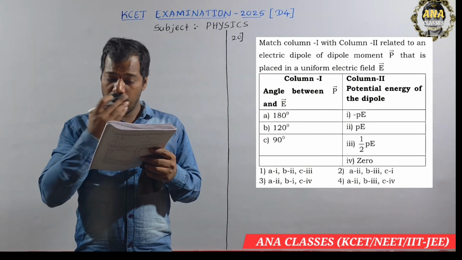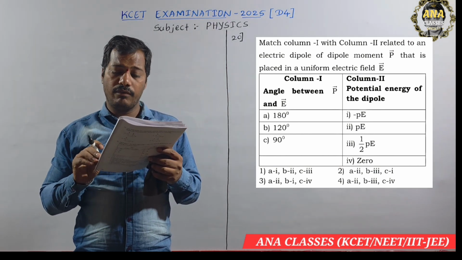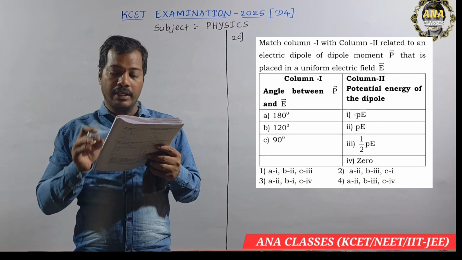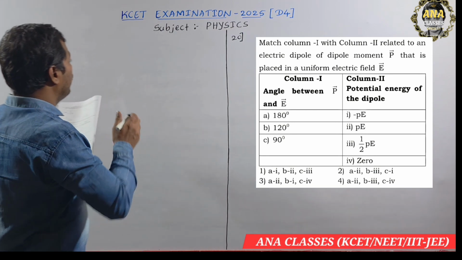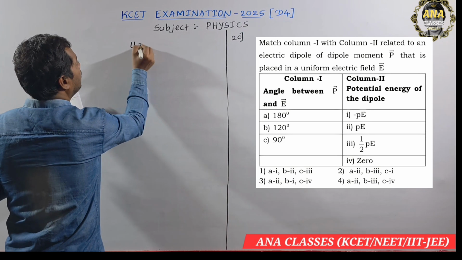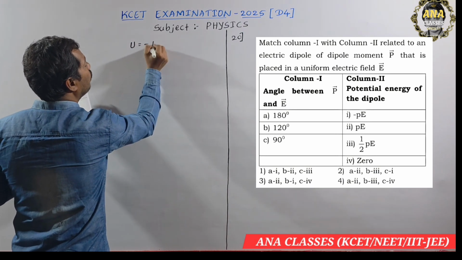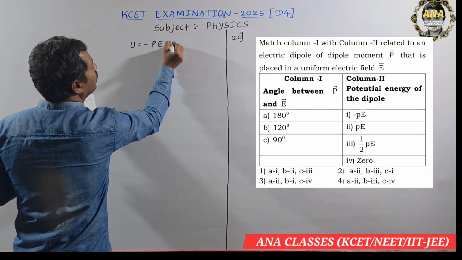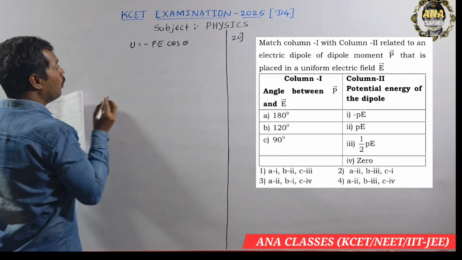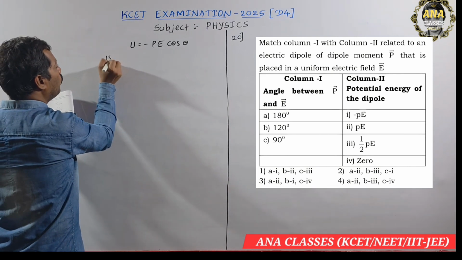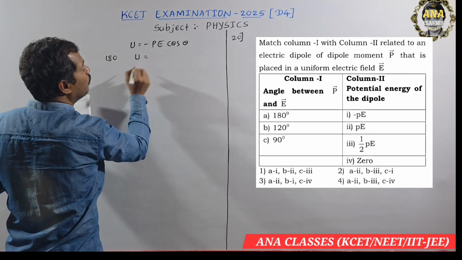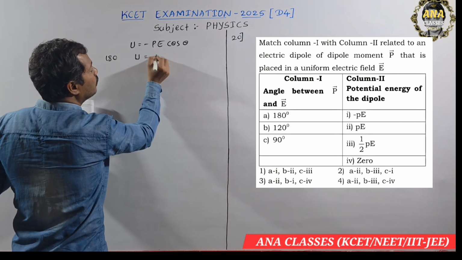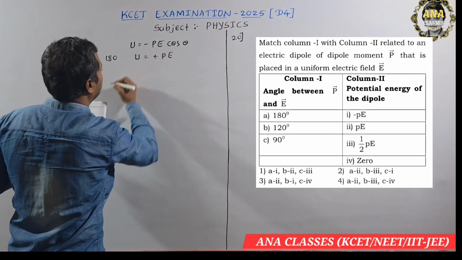Match column 1 and column 2 related to the electric dipole of dipole moment P placed in a uniform electric field E. Here the equation of the potential energy of a dipole is equal to minus PE cos theta. When you substitute the value of theta as 180 degrees, cos 180 is minus 1, then U is equal to minus into minus, plus, so plus PE is the answer.